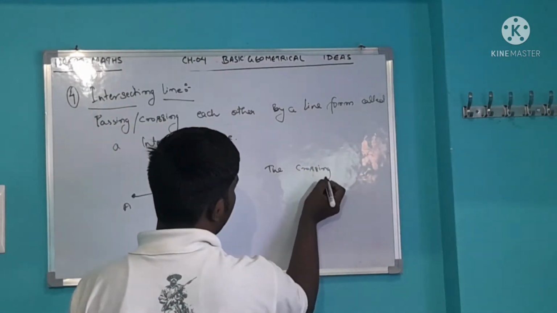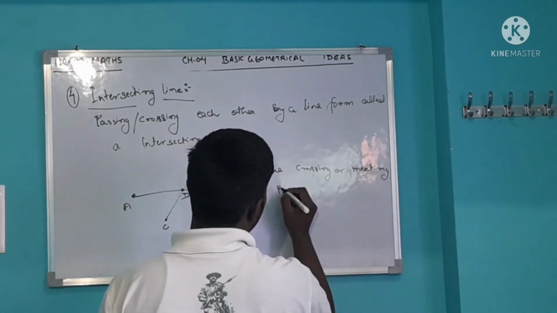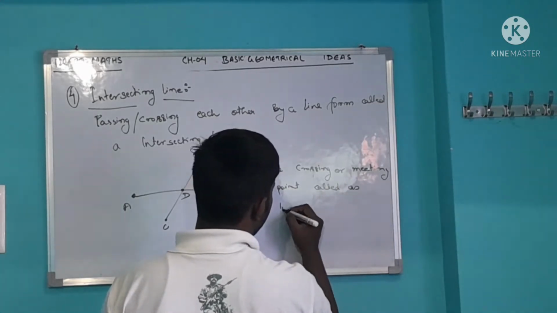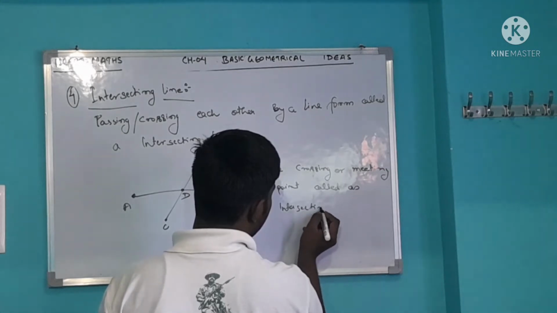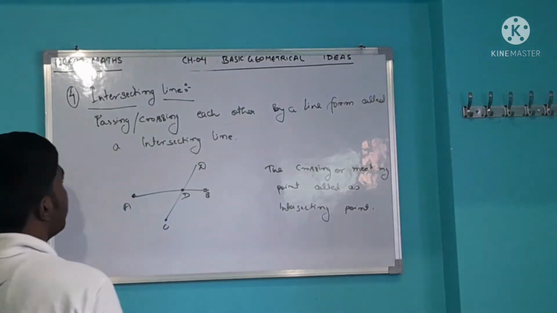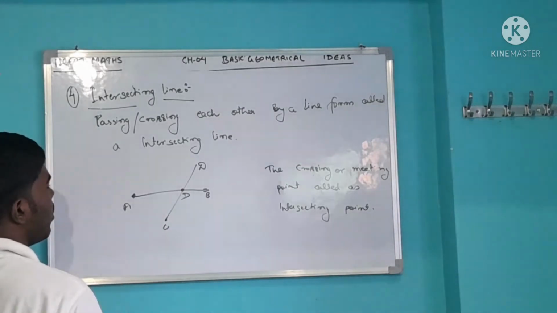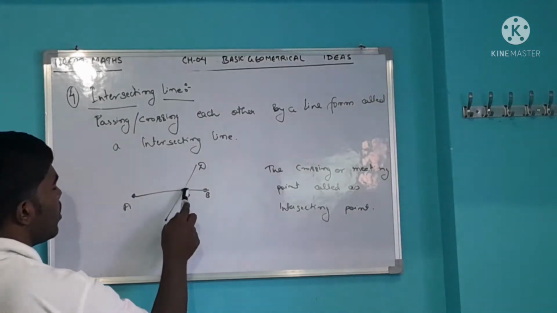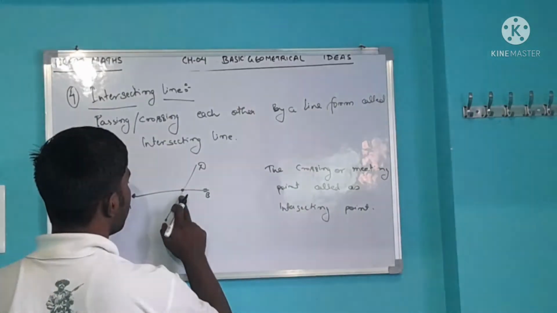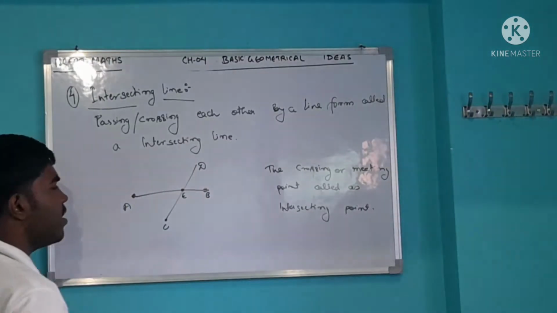The crossing or meeting point is called the intersecting point. So intersecting lines are 2 lines that cross and meet at a point, and the point is known as the intersecting point, which is point E, not D. So we have 2 lines AB and CD, and the intersecting point is E.